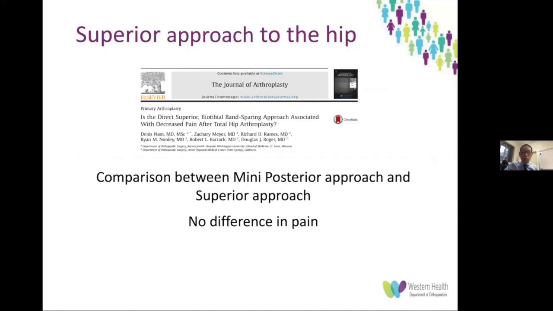In a Journal of Arthroplasty study comparing a mini posterior approach and a superior approach, there's no difference in pain, either anterior, groin, or lateral hip pain. Unfortunately, there aren't any studies comparing the two approaches that demonstrate the superiority of the superior approach at this stage. I'm sure as more numbers come, there'll be more research and data to confirm or deny.